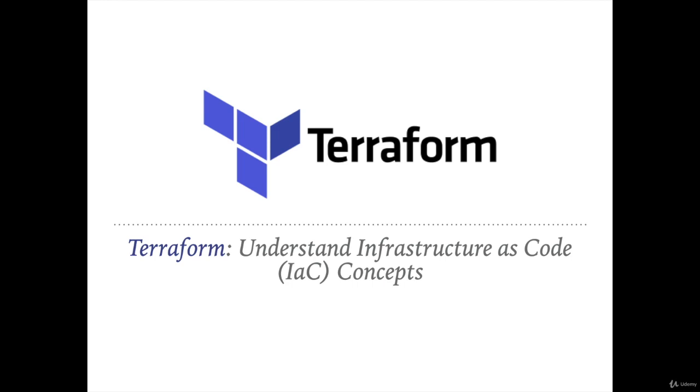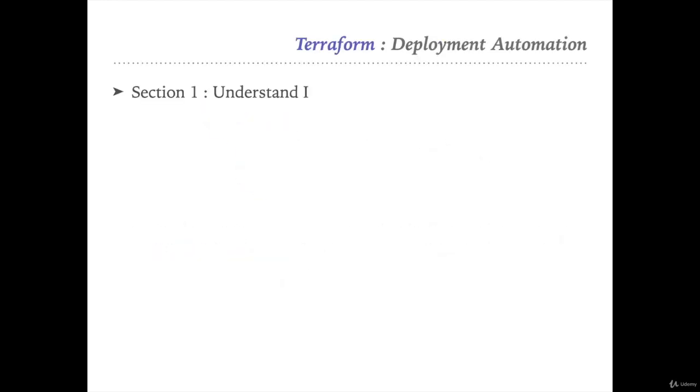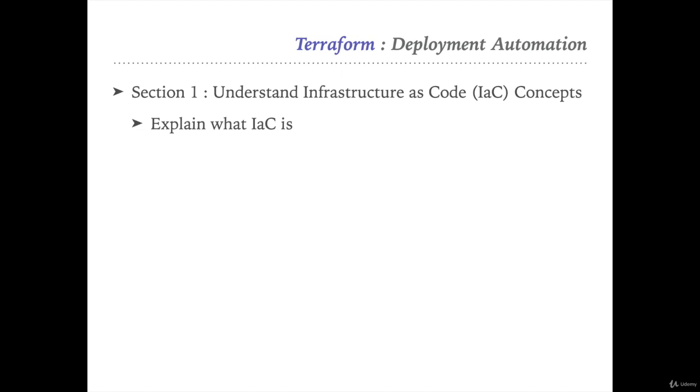And today we will discuss the first section of the Terraform certification: understand infrastructure as code concepts. So in the very first section of the Terraform certification, we need to understand what IaC is and what the advantages of IaC are. This is the section name, and these are the subcomponents of this section. First is explain what IaC is, and second is describe the advantages of IaC patterns.